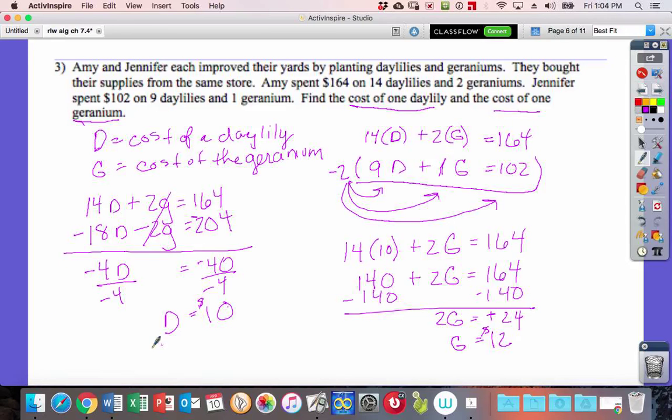So I know the cost of a daylily is $10. And the cost of a geranium is $12.